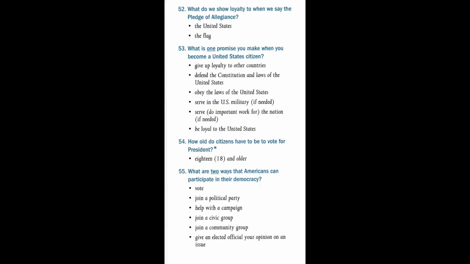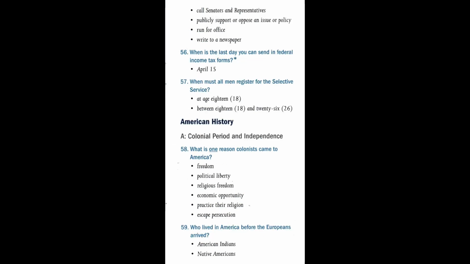54. How old do citizens have to be to vote for president? 18 and older. 55. What are 2 ways that Americans can participate in their democracy? Vote. Join a political party. Help with a campaign. Join a civic group. Join a community group. Give an elected official your opinion on an issue. Call senators and representatives. Publicly support or oppose an issue or policy. Run for office. Write to a newspaper.